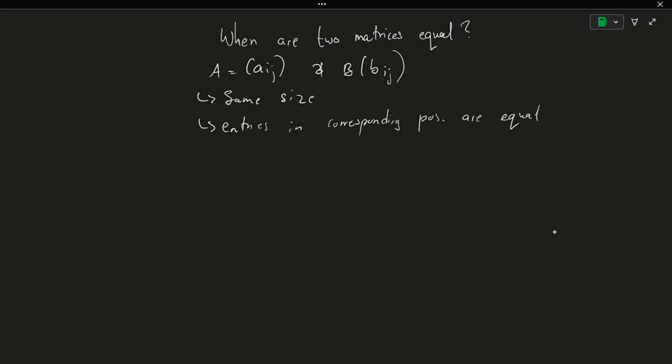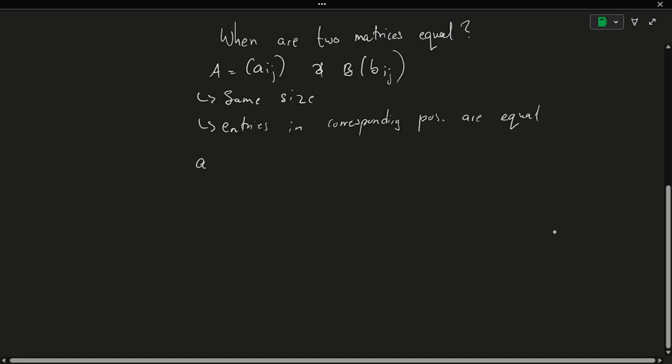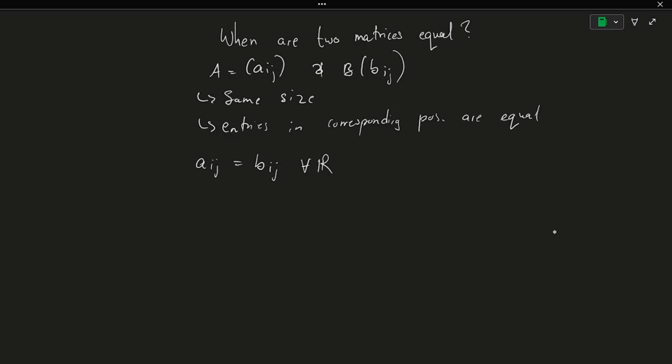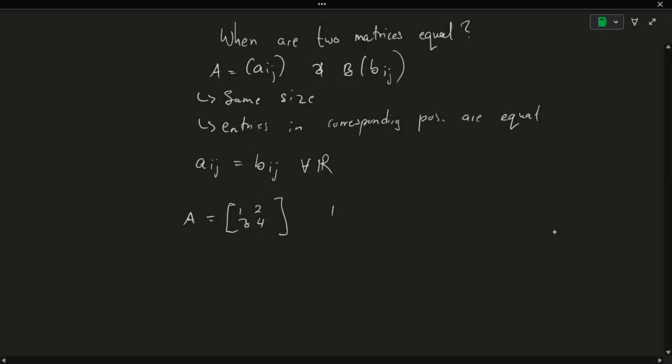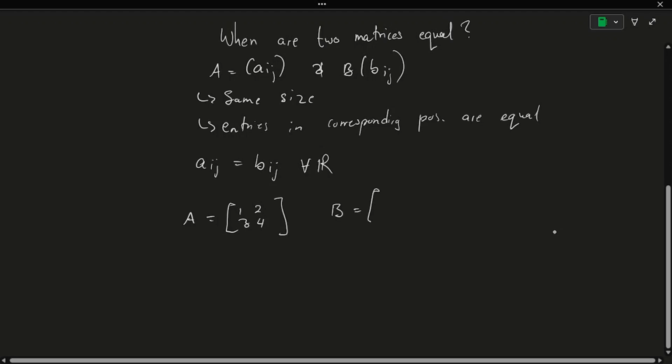What do we mean by that? So in other words, Aij should be equal to Bij for all real numbers, right? Let's say we have A being equal to, let's say 1, 2, 3, 4, and we have B as matrix 1, 2, 4, 3. These two are of the same size because they are 2 by 2 matrices, right? So this is 2 by 2, 2 by 2.